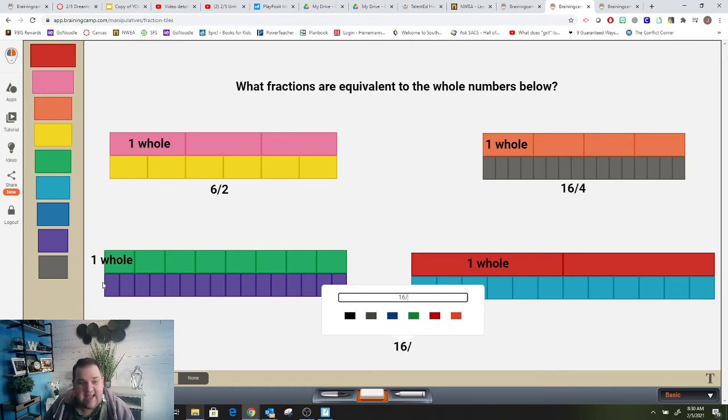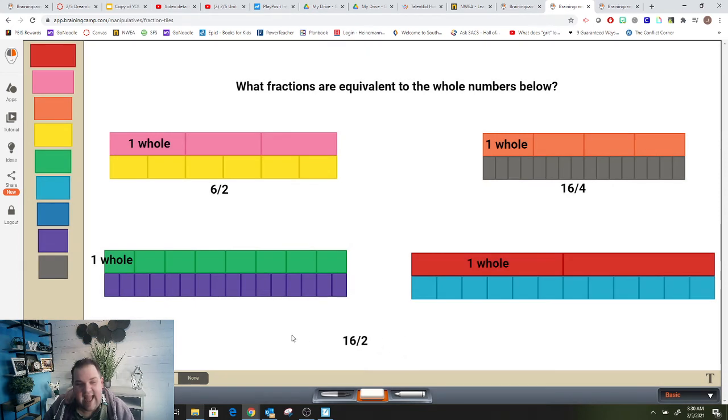And the denominator is how many pieces fit in one whole. So in one whole, we have 2 pieces. So 16 halves is what's represented here. And 16 halves is equal to 1, 2, 3, 4, 5, 6, 7, 8 wholes. 16 halves equals 8 wholes.